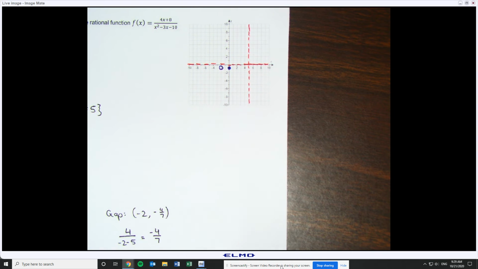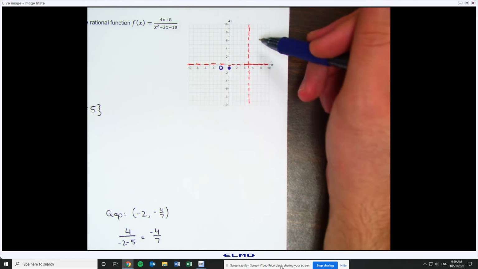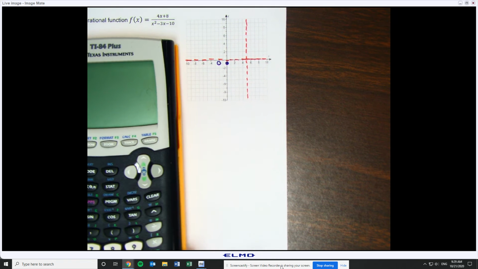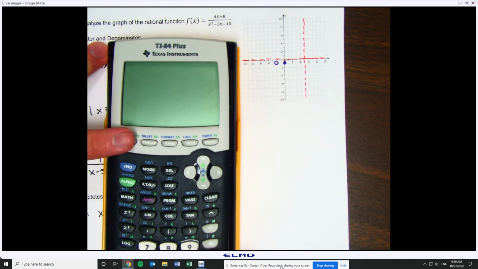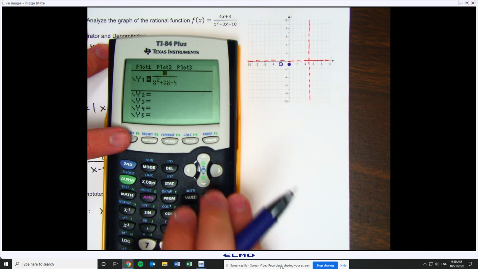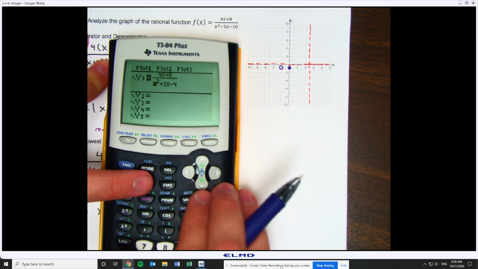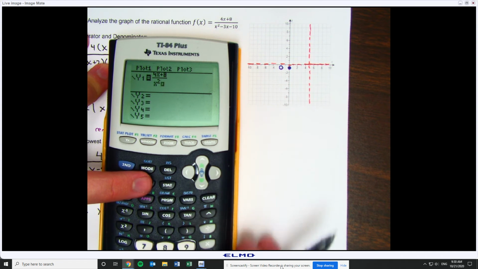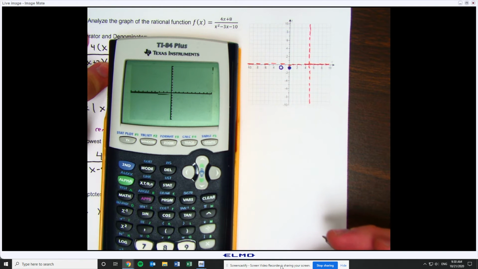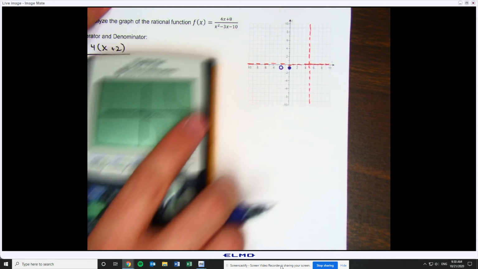Just looking at this, I can kind of guess that this graph's going to be down here. But as far as this side goes, most likely I'd be up here. But we can use our handy dandy calculator or whatever you're using for graphing to figure out the rest. So right here, I'm going to put 4x plus 8, and down here, x squared minus 3x minus 10. Just like I thought. This one's down here, this one's up here.